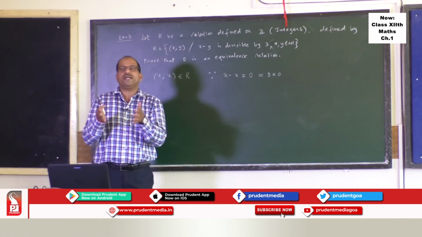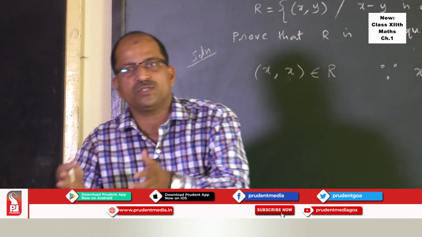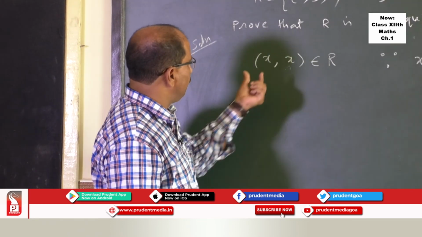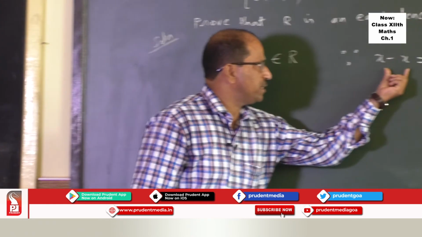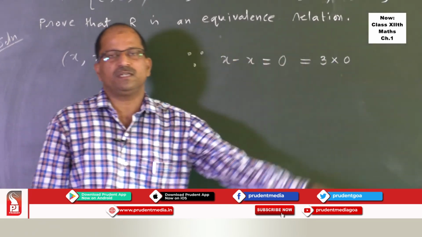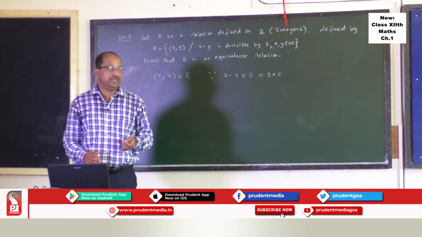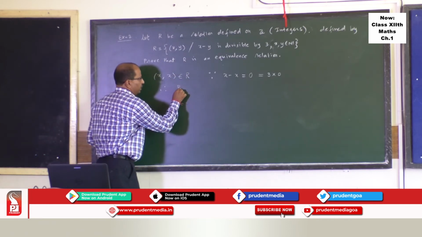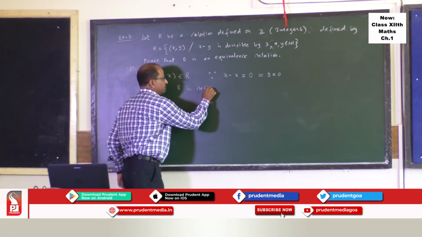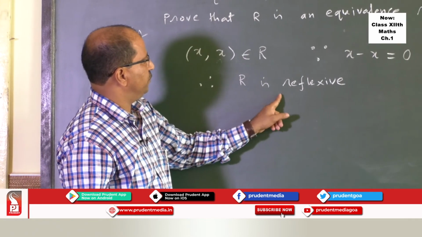Supposing I take 100 comma 100. What is 100 minus 100? 0. Supposing I take 1000 comma 1000. What is 1000 minus 1000? 0. So any number you take, same numbers, in fact x comma x, then x minus x will be 0, which is a multiple of 3, and therefore it satisfies the first condition of reflexivity. This is true for all x, and therefore I will write R is reflexive. The first property is true.